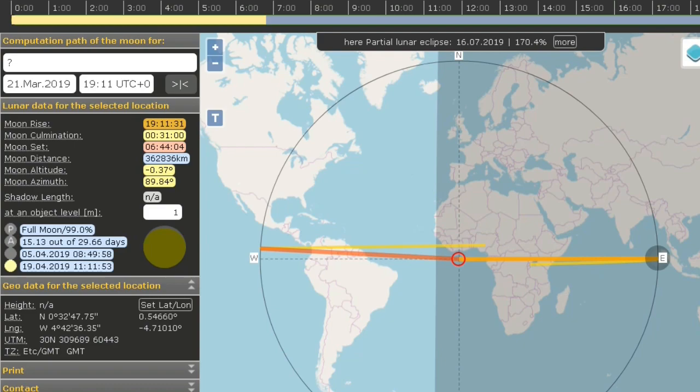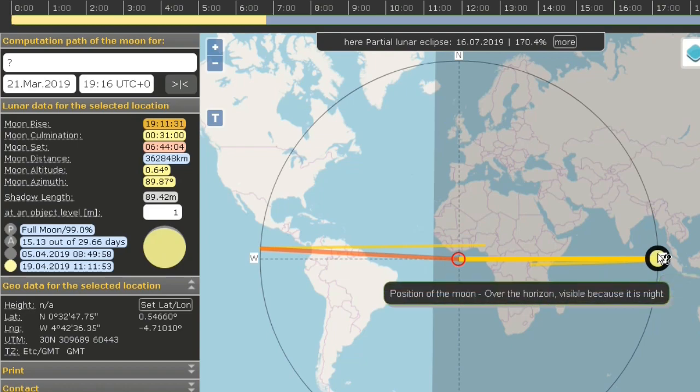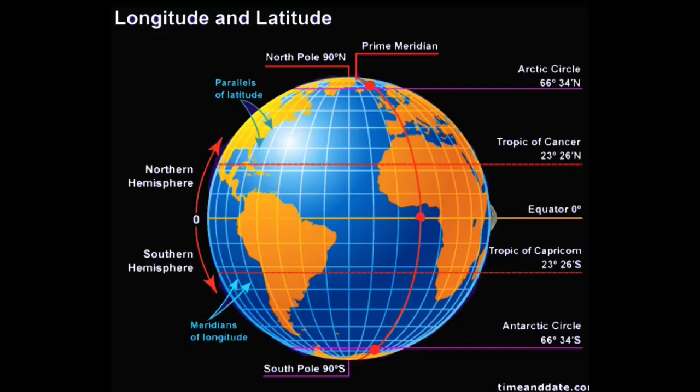Let's see how much it moves in 5 minutes. The azimuth is 89.84. Let's move 5 minutes forward. 1, 2, 3, 4, 5. That is 0.3 degrees azimuth difference in 5 minutes. That's not much. So let's do the same for the 75th latitude north.